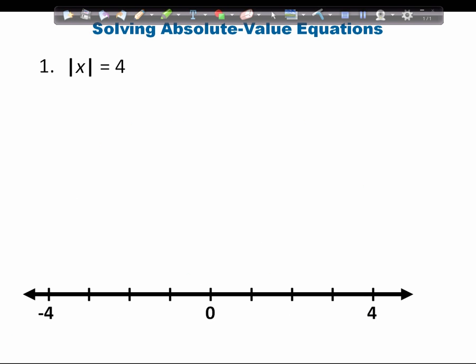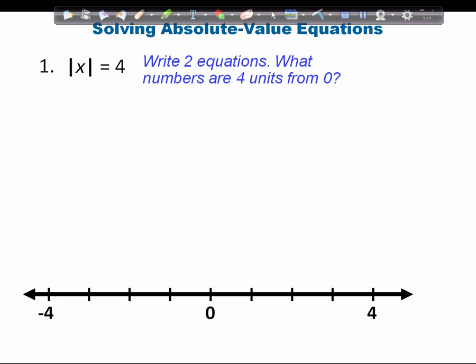Here's our first one. It says the absolute value of x equals 4. You do have to copy this. It says write two equations from what numbers are 4 units from 0. So I'm going to write this as the absolute value of -4 or the absolute value of +4. So I'm going to split this up. I'm going to say x equals -4 and x equals +4.